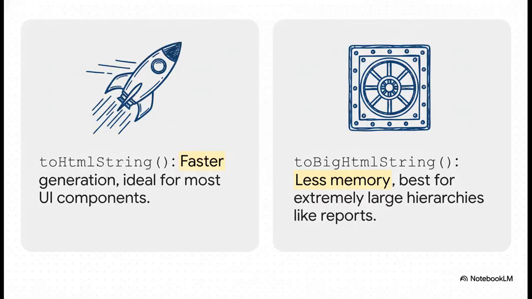So when you're all done and it's time to actually generate the HTML, you get a choice. I like to think of it like picking a car for a trip. For your everyday stuff, you take the sports car, toHtmlString. It's super fast and gets the job done for most UI components. But what if you're hauling something massive, like generating a gigantic report with thousands of rows? Well, then you bring out the heavy-duty truck, toBigHtmlString. It's a bit slower, but it's incredibly memory efficient, so you won't crash and burn on those huge jobs.